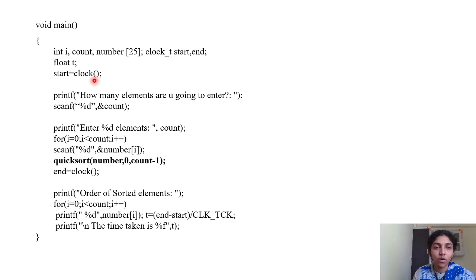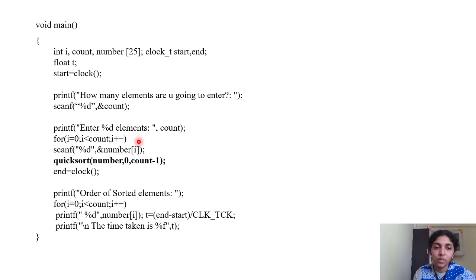Now we have to start the clock because we are going to start the quicksort operation. First you have to fetch the array elements. Before that we have to get the count, that is the number of array elements you are going to enter. That is going to be fetched into a variable called count, and then you have to fetch the array elements one by one. For that we are going to use the for loop.